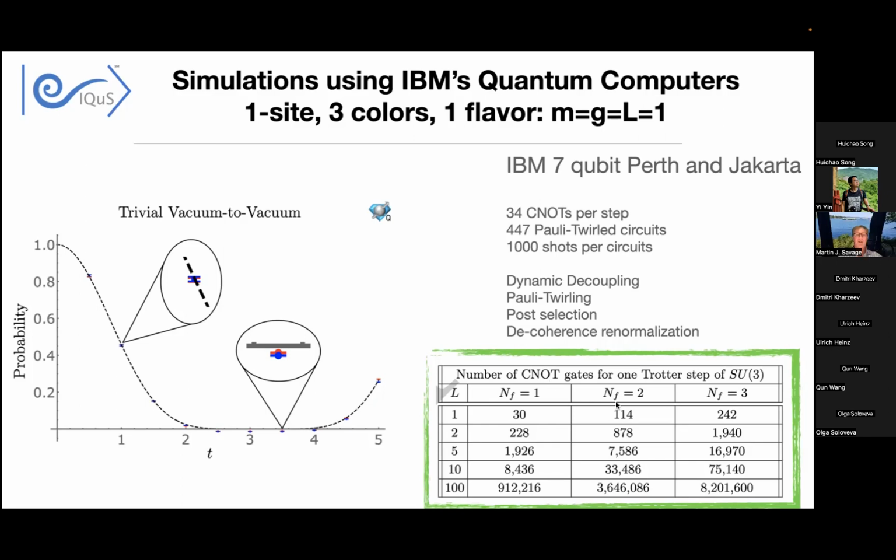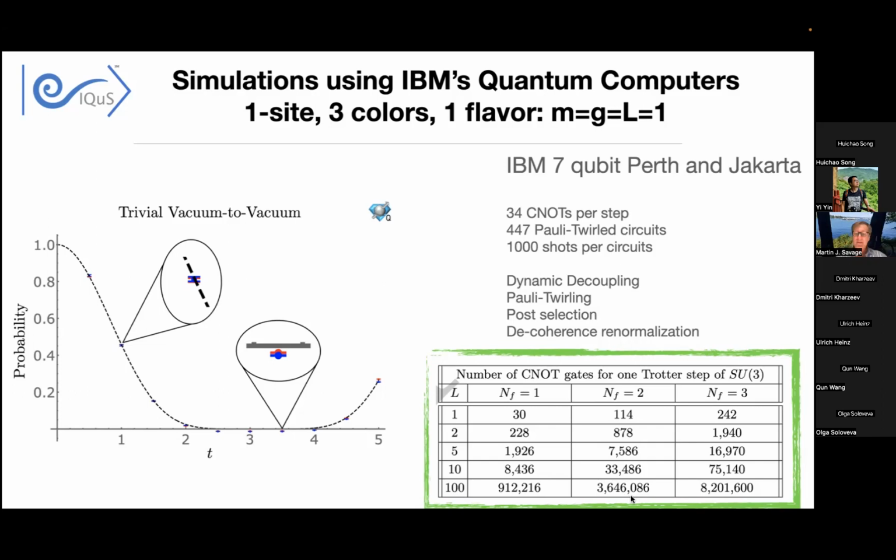So if you look at the number of CNOTs required now as we go to larger systems for SU(3), so this is what we ran, one site for one flavor, it's about 30 CNOTs. I said 34 up here, but you can take a liberty on the final sequence to drop 4. If you then increase to 2 flavors, this goes to 114. And now if you go to 10 lattice sites, which is sort of now minimal for doing calculations where you can attempt to have localized states and volumes that are large compared to the intrinsic scale of the strong interactions, with 2 flavors, you're looking at about 34,000 CNOTs per Trotter step. And for L equals 100, it's about 3.5 million.